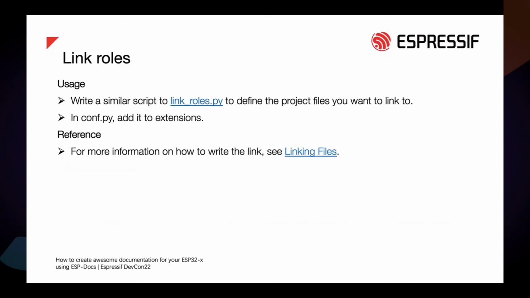Again, if you don't want to use ESP Docs and still want this feature, follow this usage section to implement it in your own repo. Write a similar script, link roles, to define the project files you want to link to, and in the Sphinx configuration file, add it to extensions. For more information, just click this link here.